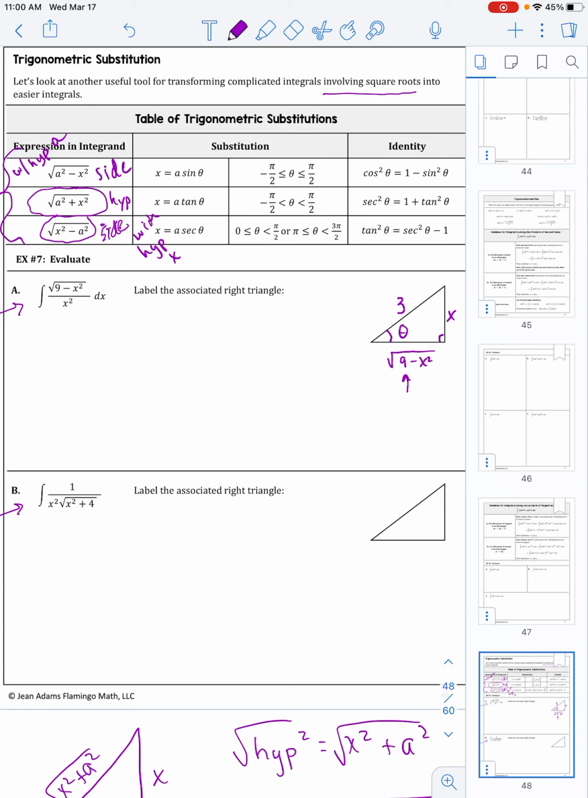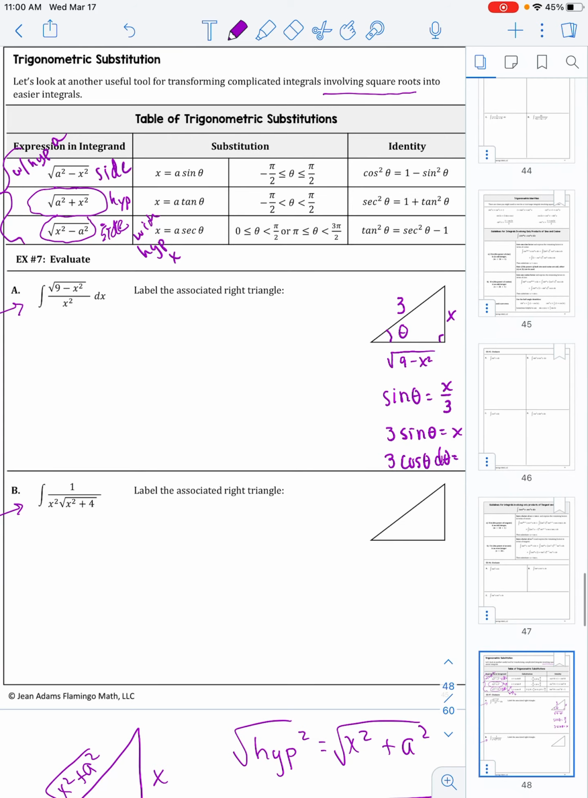And you're going to look at this and you're going to say, well, look, opposite over hypotenuse. So the sine of theta is x over 3. 3 times the sine of theta is x. And then you're going to implicitly differentiate. So this would be 3 cosine theta d theta is dx.